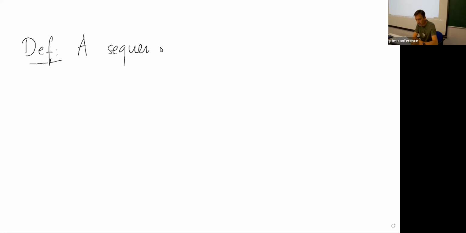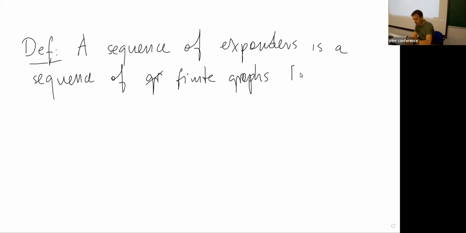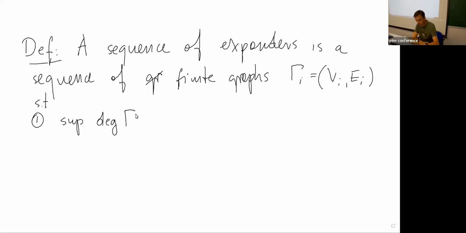A sequence of expanders is a sequence of finite graphs gamma I with vertices and edges, such that two things happen. First of all, they all have uniformly bounded degrees.